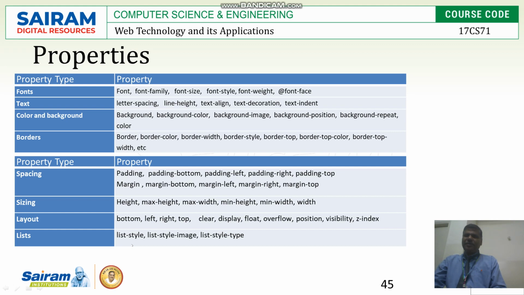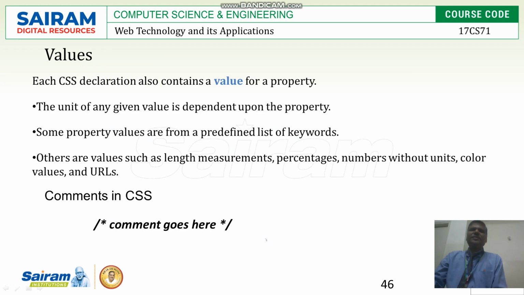Then there is list, list type. The contents will be like groceries. If you take a list of groceries, you can make it a list. There is also list style image, so you can use images, and you can use type also. Then the values we are going to specify, and the comments. Sometimes we write comments.